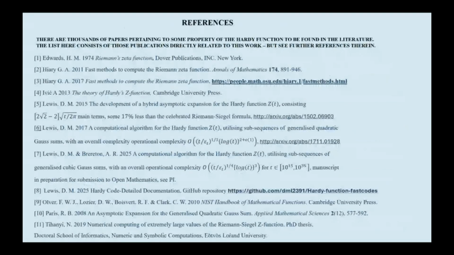Okay, there are a number of references here. These are the only ones that I've used to develop this work. In the main, there are literally thousands of papers pertaining to some property of the Hardy function in the literature. The list here is the publications that I've used in the main, but they all contain further references. The classic one is the book by Edwards. I've got to highlight that if you're interested in this work. That is where you have to start, and it'll give you a whole history of the topic.